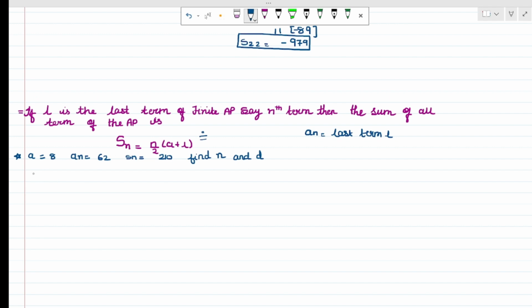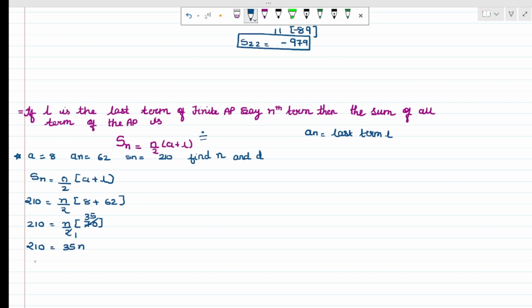So let's check it out. Substitute the formula: Sn is equal to n upon 2 (a plus L), where my Sn is 210 equals my n, which I don't know, so I will write n, times what is my a? 8, plus what is my L? It's 62. So 62 plus 8 gives me 70. So I will get 210 equals n upon 2 bracket 70. Yes, 2 ones are 2, 2 35s are 35. Now this becomes 210 equals 35n.